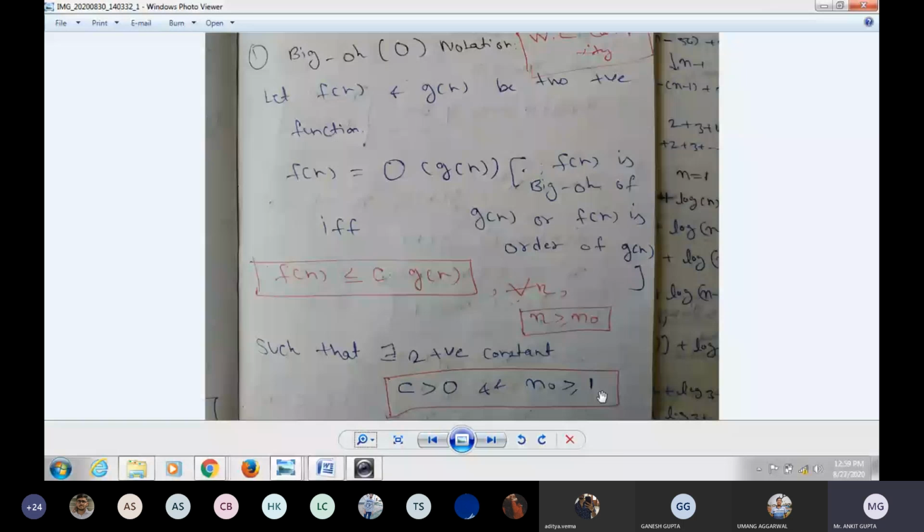You have to remember that c and n naught are two positive constant numbers, not functions. So c should be greater than 0 and n naught should be greater than or equal to 1 for satisfying this condition. Now I will take an example so that you can easily understand. Is it clear?